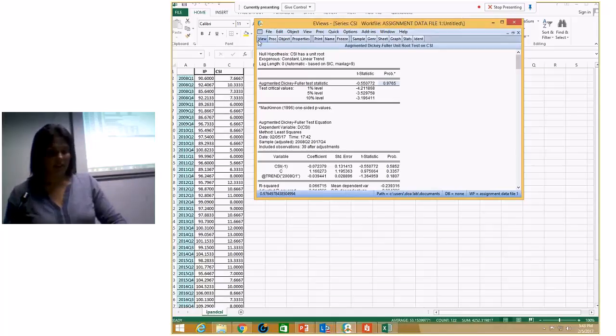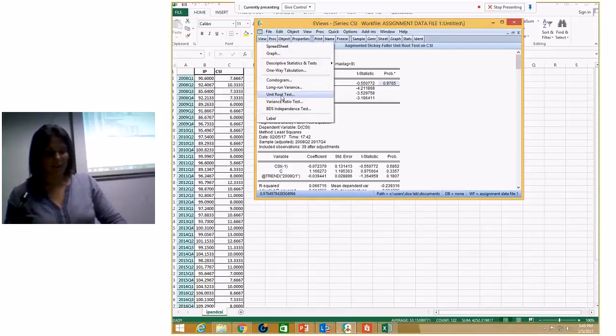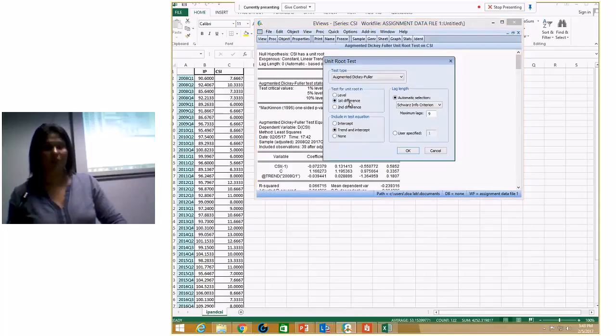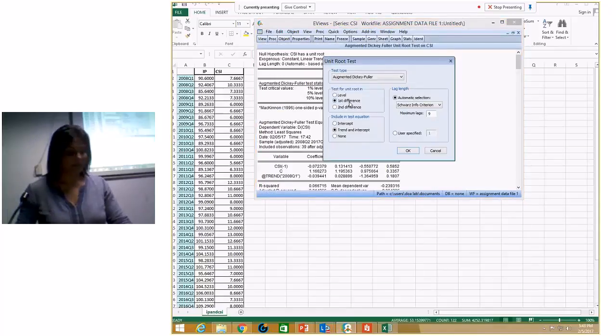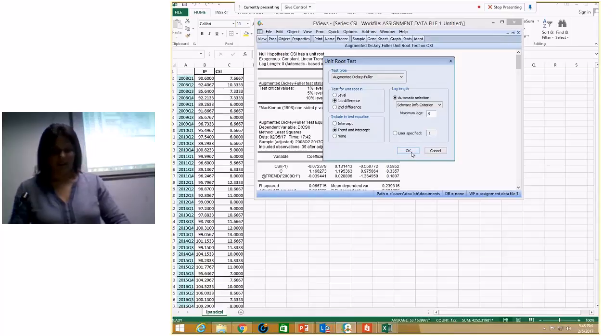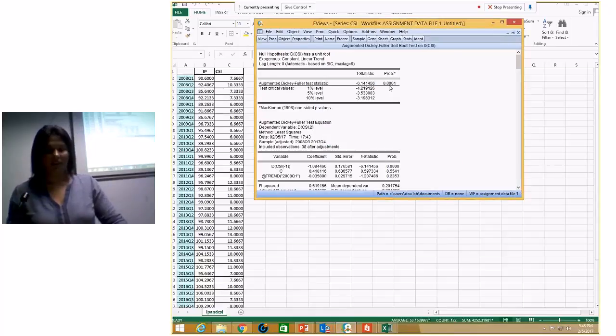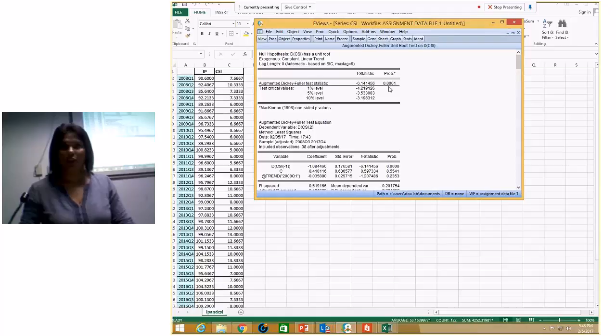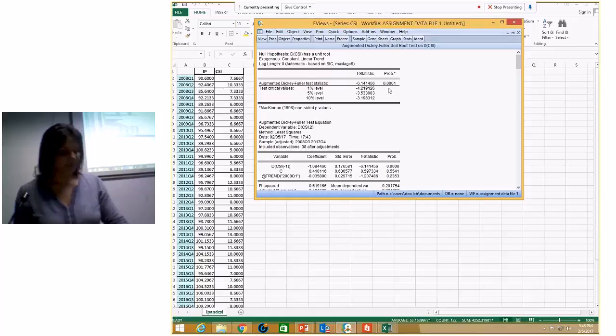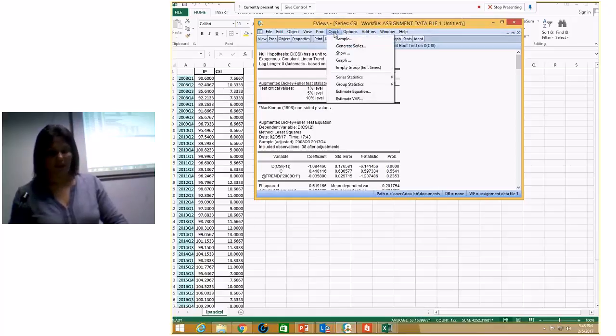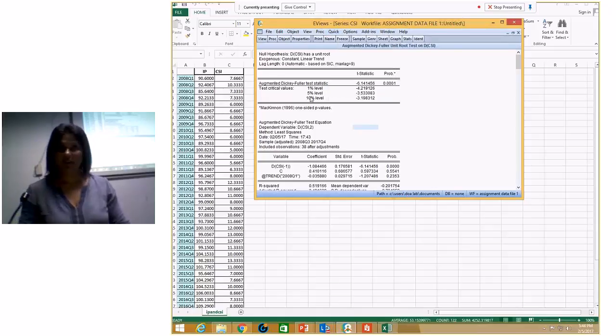Then go to the view, unit root, then go to the first difference. Click OK. In the first difference, the series is stationary. In the level, the series is non-stationary. Same thing you can do for the other variables. So then copy this data to the Word file.